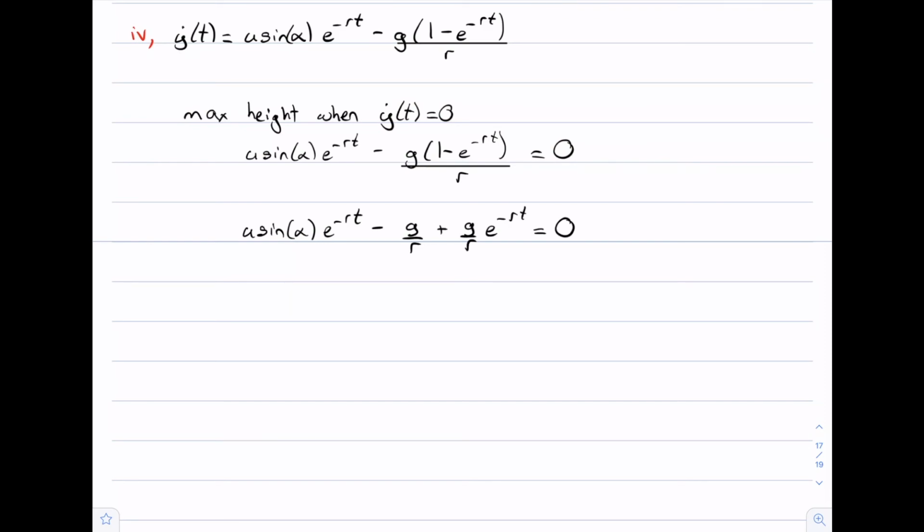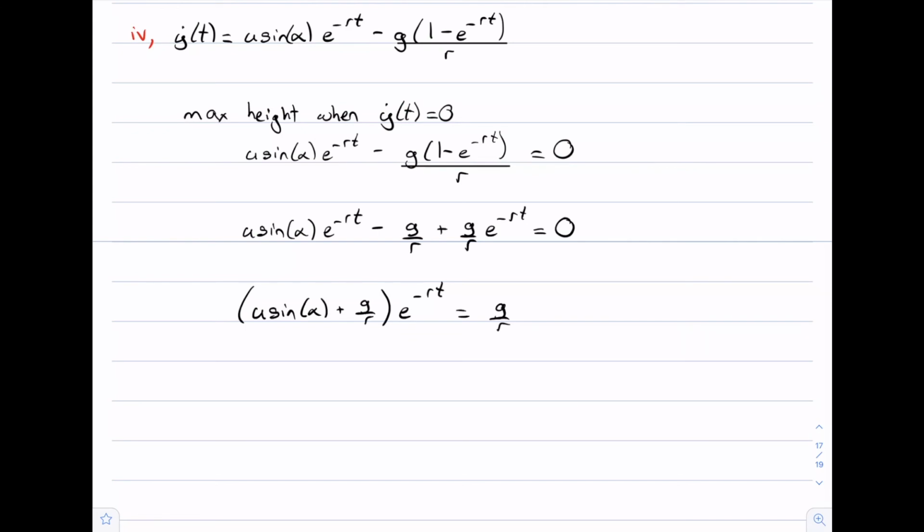Now, in the one step, I'm going to factor out an e to the negative rt from both sides here, and bring this term over here and make it a positive. So, factoring out, we get u sine alpha plus g on r multiplied by e to the negative rt equals g on r. And now what we would typically do, because we want to get t by itself, we would divide by this term. However, I'm going to be a little bit sneaky here, and I'm going to multiply both sides by e to the positive rt. And you'll see why in a moment.